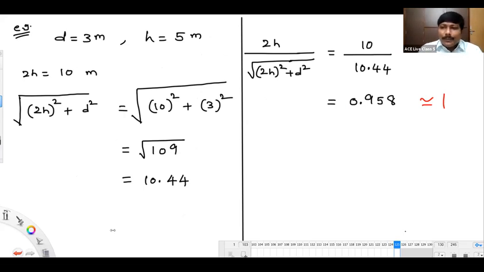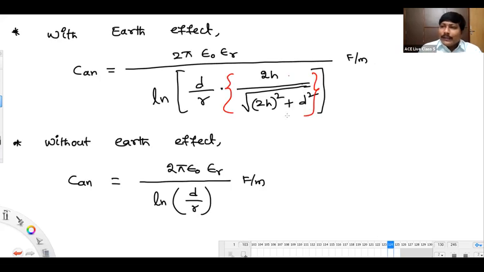So if this number is very close to 1, both equations will give the same final value, right? Both equations will give the same answer. Yes or no? Is it possible to neglect the earth effect with the calculations we have done or not? Yes, we can neglect the earth effect.